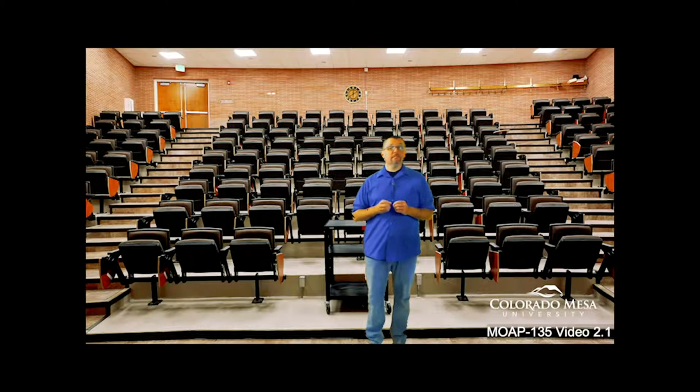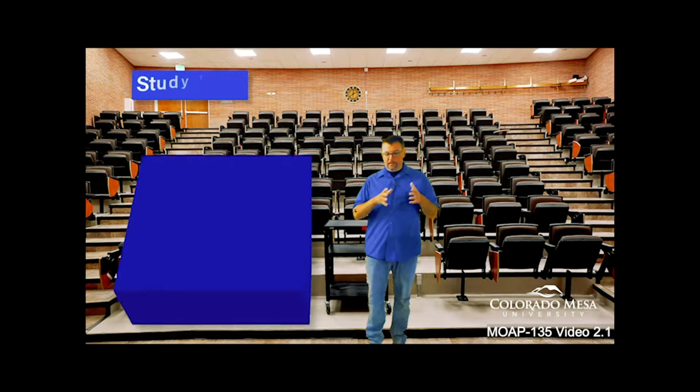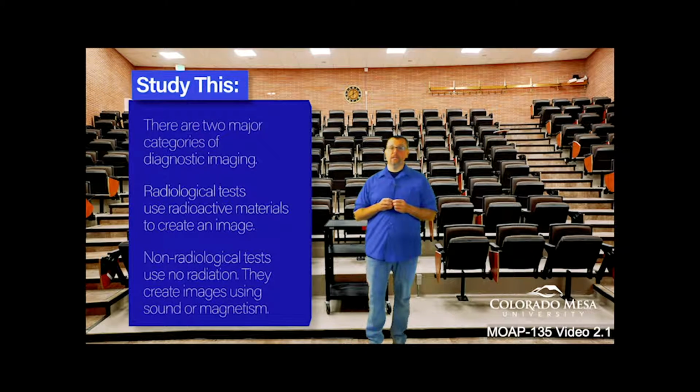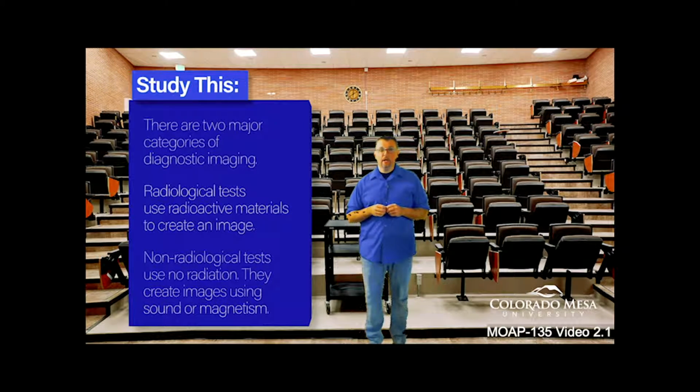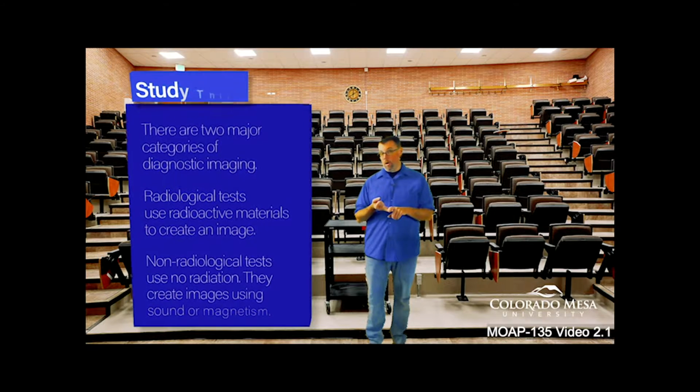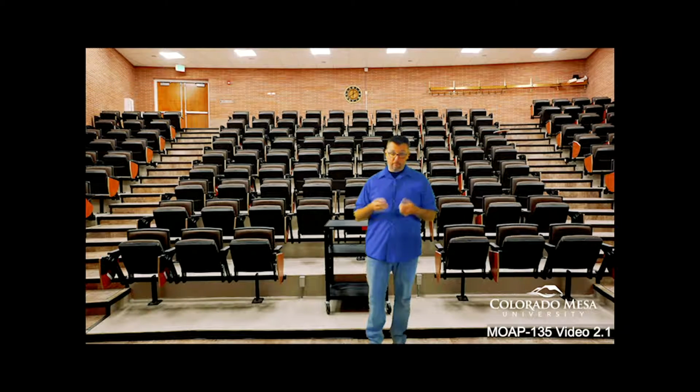To begin this discussion, we've got to divide out the two major categories of diagnostic imaging, and that is radiological and non-radiological testing. As the name implies, radiological tests are imaging studies that use radiation to produce their images. Those are things like your simple X-ray, your CAT scan, or a fluoroscope. On the opposite end, non-radiological methods, you have things like ultrasound and MRI. MRI uses magnetic resonance for its imaging.